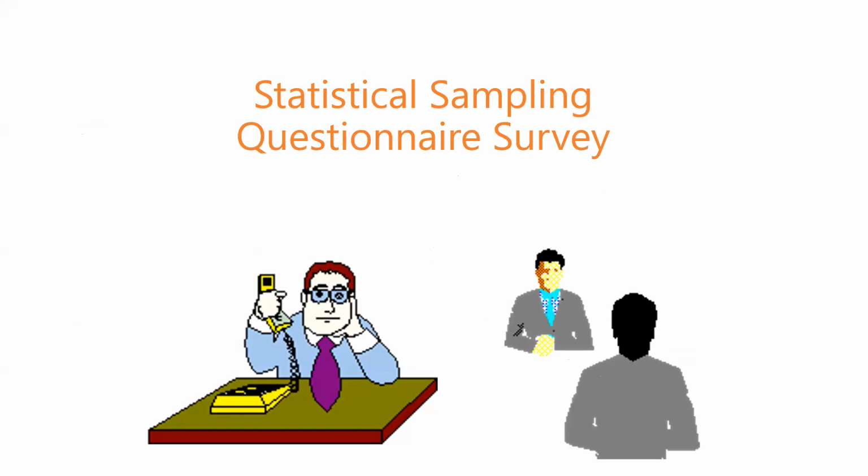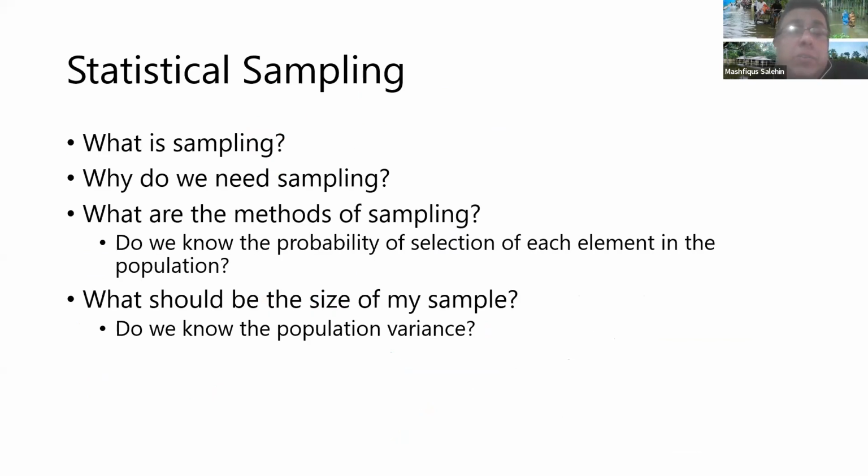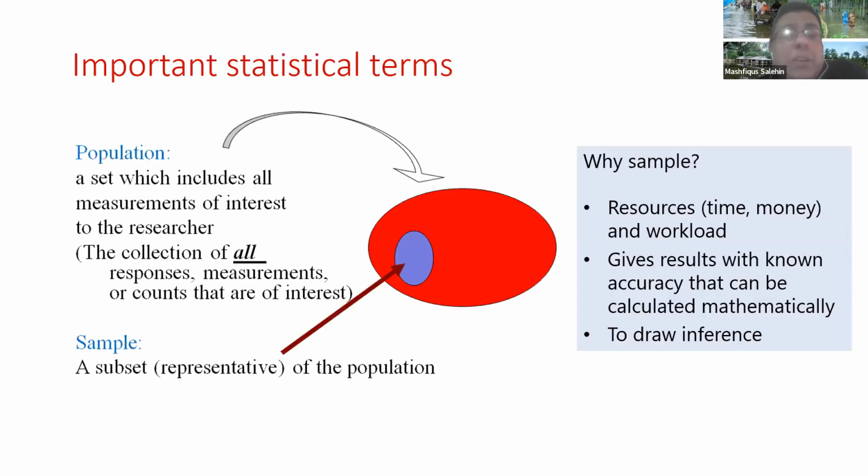Okay, thank you. So basically, I already wasted like 5 minutes of my time. I'll be talking about questionnaire survey, but before that comes the sampling. How do we sample from my population? So we'll try to understand what we mean by sampling and why we need sampling, different methods of sampling, and when and how we can apply different types of methods.